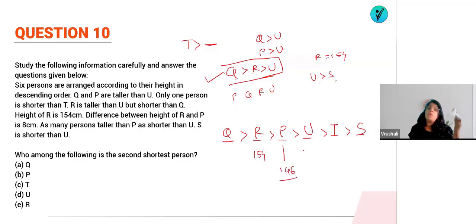But now you can see what they have asked. They have asked who among the following is the second shortest. So if only this question is there, then you can answer in the second statement itself, because only one person is shorter than T. So this single statement says that T is the second shortest. So answer will be option number C. T is the second shortest.